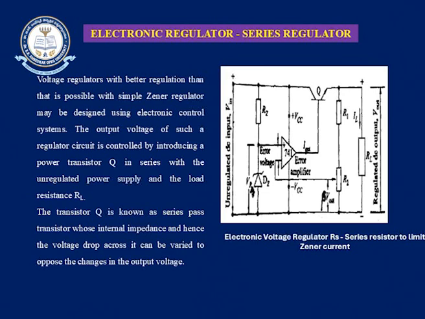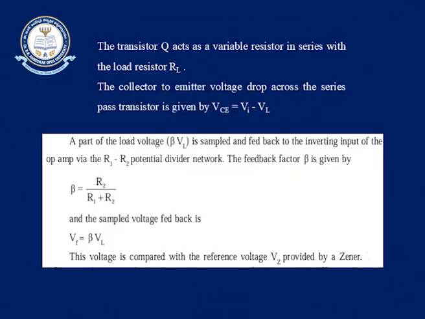Q is known as the series pass transistor, and hence the voltage across it can be varied in opposition to the change in the output voltage. So here the transistor Q acts like a variable resistor in series with the load resistance RL. The collector to emitter voltage, VCE, is the drop across the series pass transistor, which, as you know pretty well, is VCE equals VI minus VL.